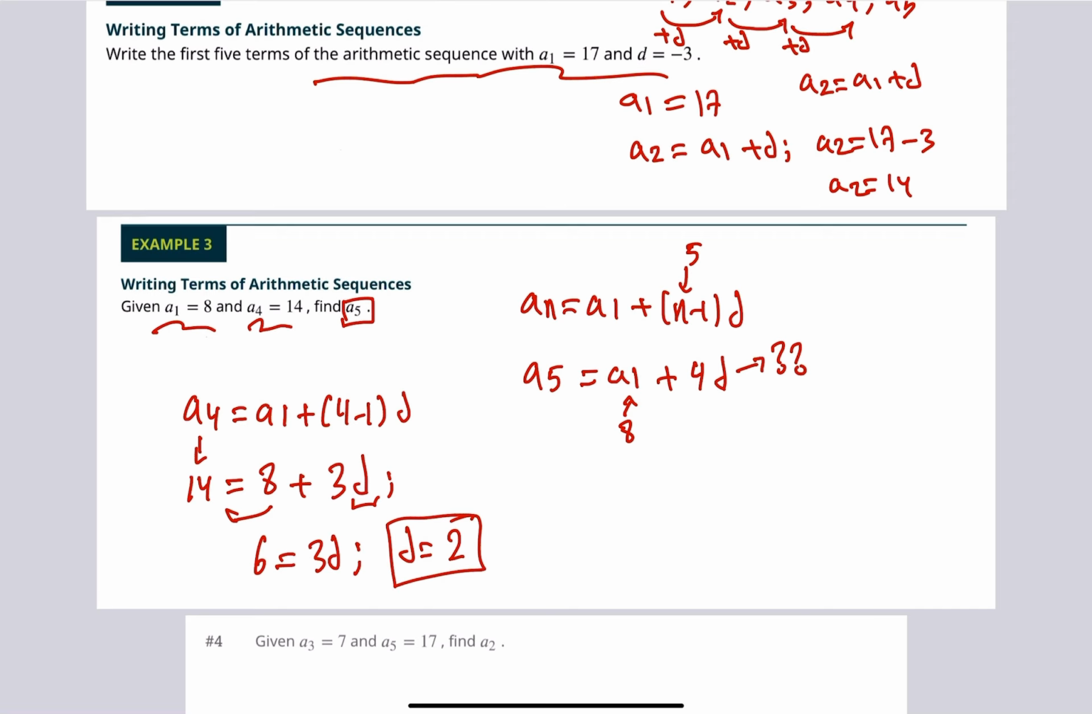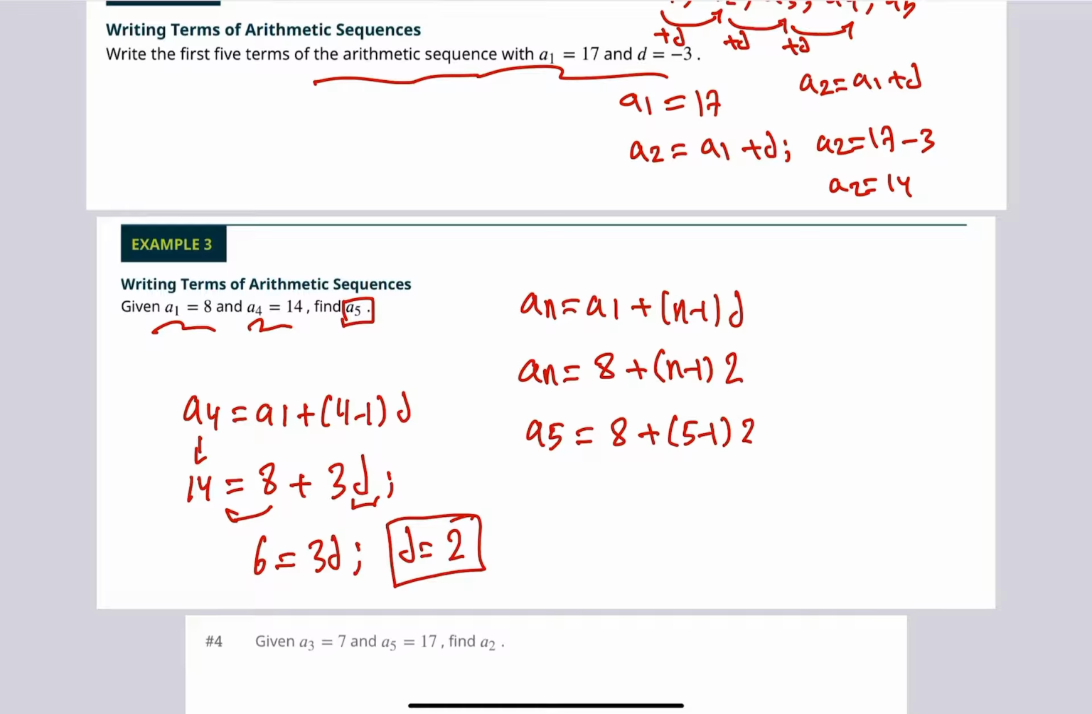Now, I can go back to the general formula where I have an equal to A1, which is 8, plus n minus 1 multiplied by d, which is simply 2. Now if I plug in 5 for n, I get 8 plus 5 minus 1 multiplied by 2, 8 plus 4 times 2, which simply equals 16, and that is A5.